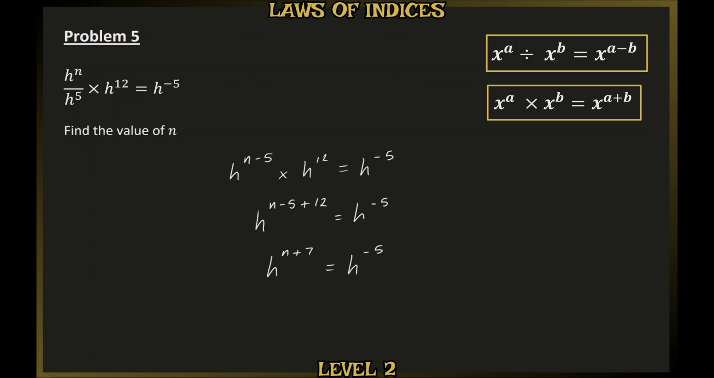Now, since the left and the right of this equation are equal, and they both have the same base, which is h, we can now say that their powers must also be equal to each other. So n plus 7 must equal minus 5. We can solve this equation by subtracting 7 from both sides, and we get to our final answer, which is n is equal to minus 5 minus 7, which is minus 12.